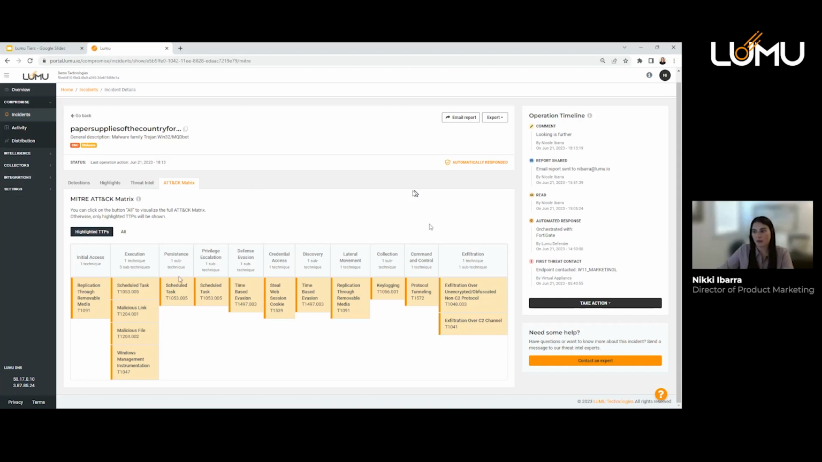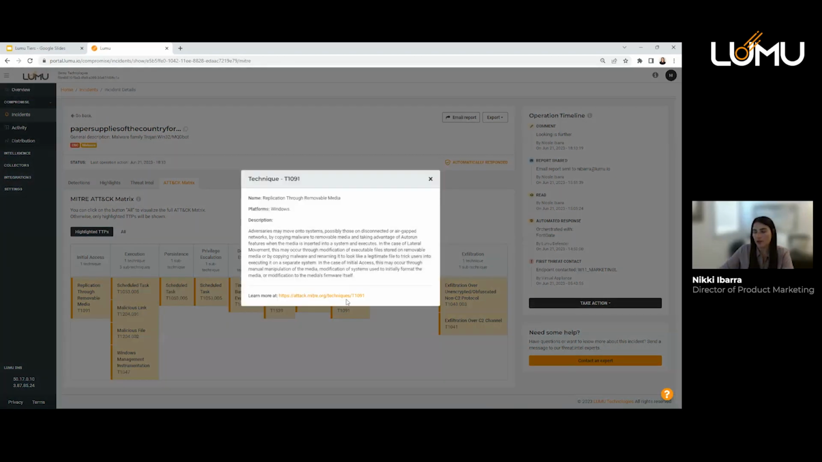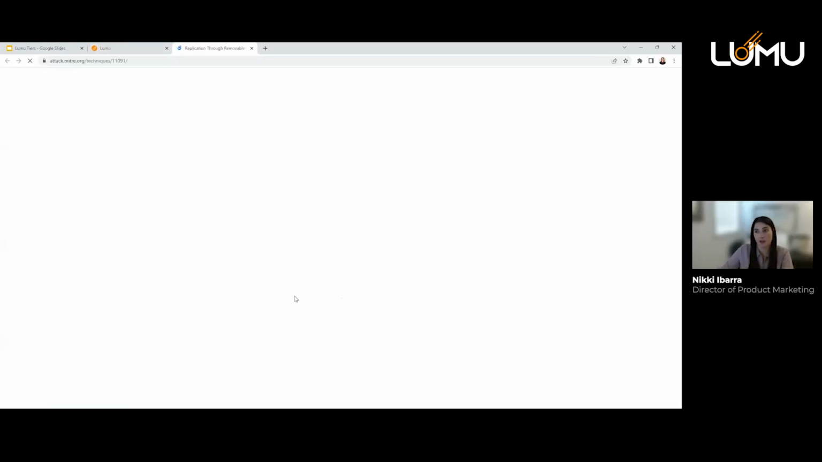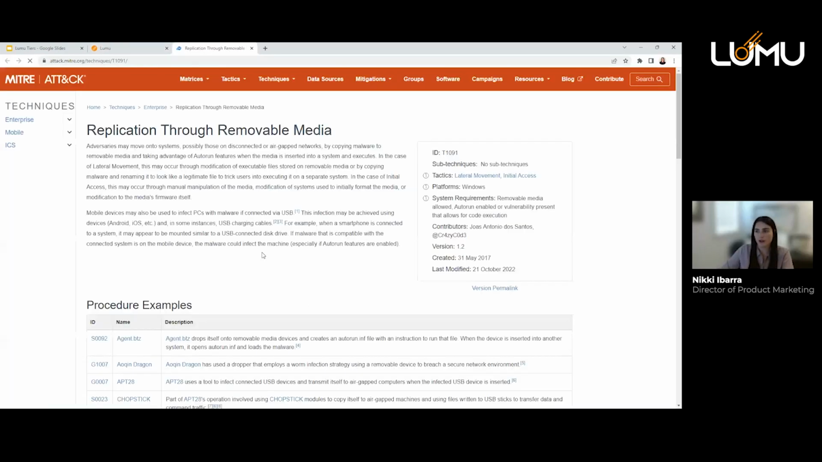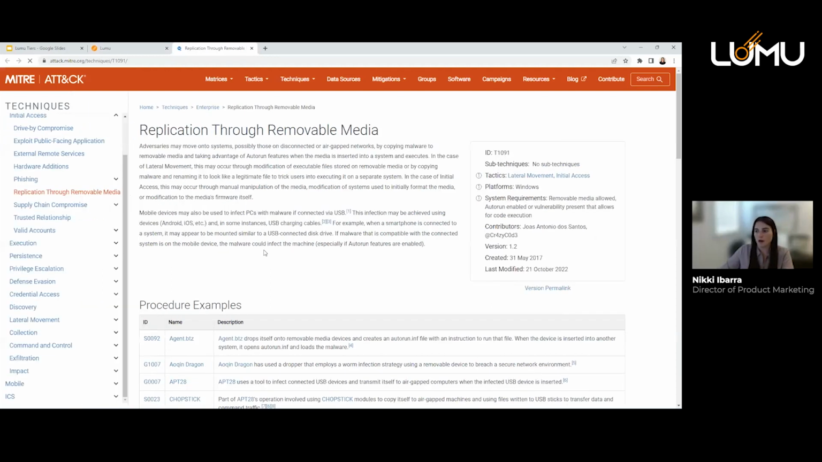What's great about it is you have this map here that shows you all of the different TTPs that are being used against you. You can click on them, and it gives you a little description there, but it also links to the MITRE attack matrix itself, so that you can go in and understand a little bit more about what you're dealing with, this particular IOC or this particular technique that was used in this incident.